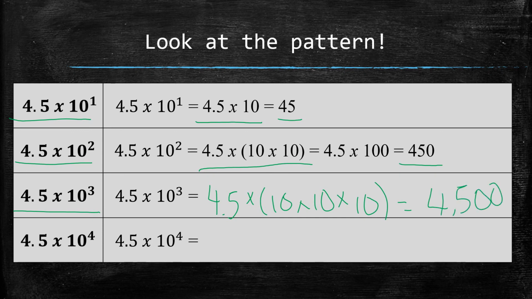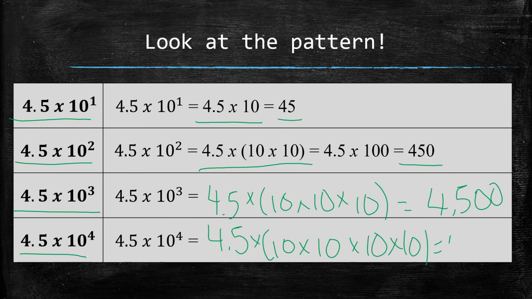And finally, we have 4 and 5/10 times 10 to the fourth power, which is 4 and 5/10 times 10 times 10 times 10 times 10, which is equivalent to 45,000.